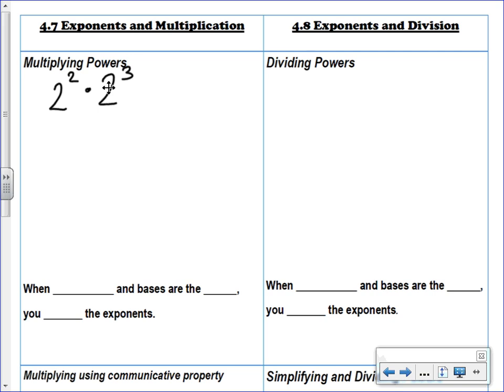So 2 squared is just 2 times 2. And then 2 to the third is just 2 times 2 times 2, right? With a multiplication sign in between. That's what they're telling us. So that's 2 times 2 times 2 times 2 times 2. So this is the same as 2 to the 5th.